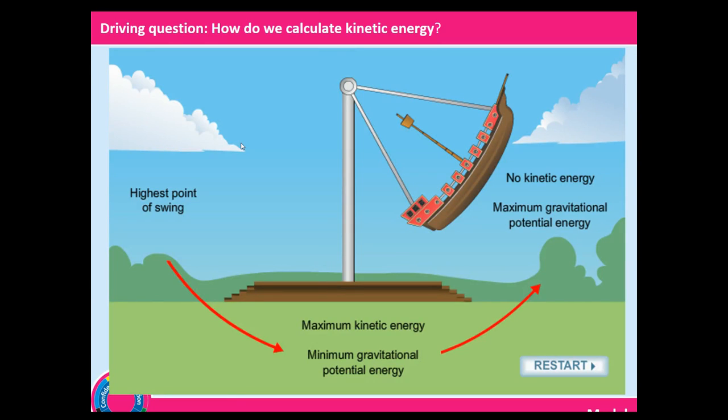Okay, same with this pendulum boat. At this maximum point, there is no kinetic energy, but there is a maximum gravitational potential energy. As the boat swings back, at this low point, there's a maximum kinetic energy, but minimum gravitational potential energy.